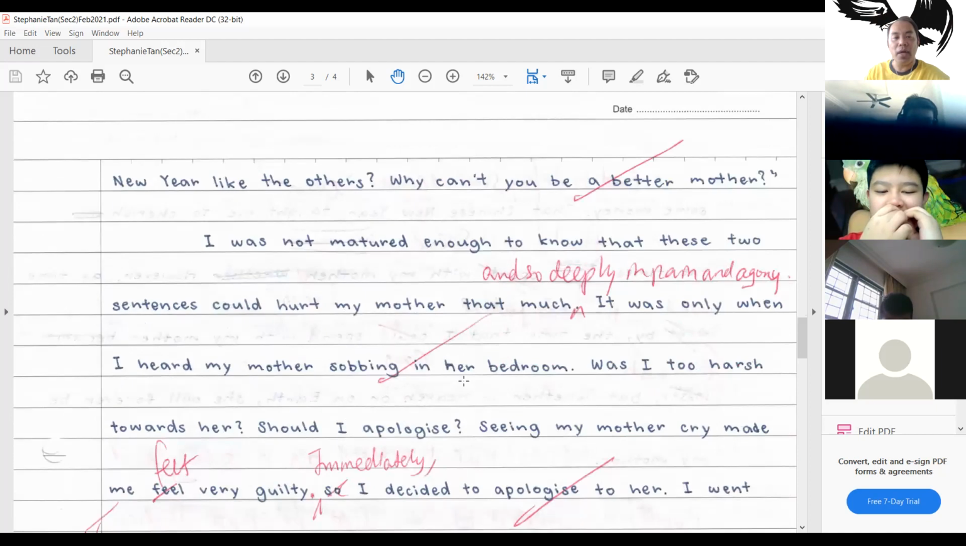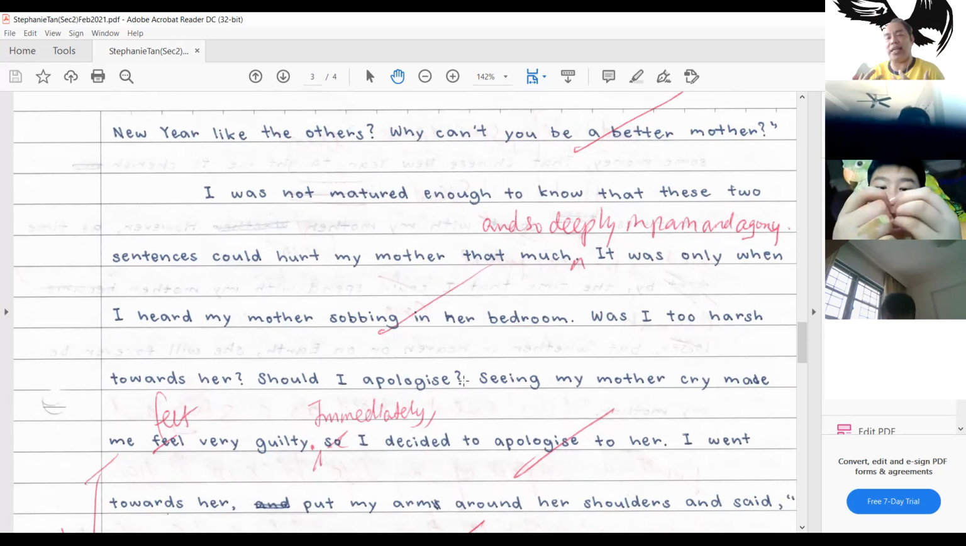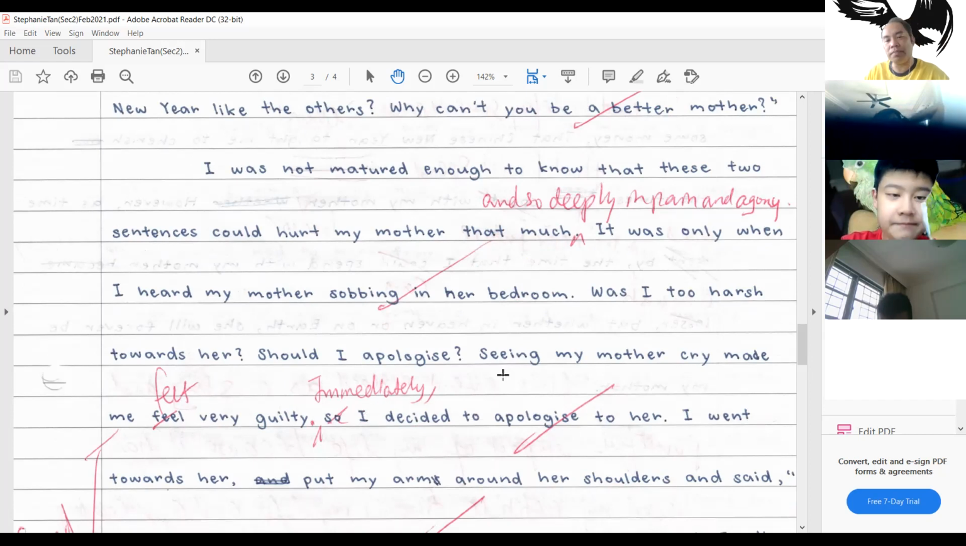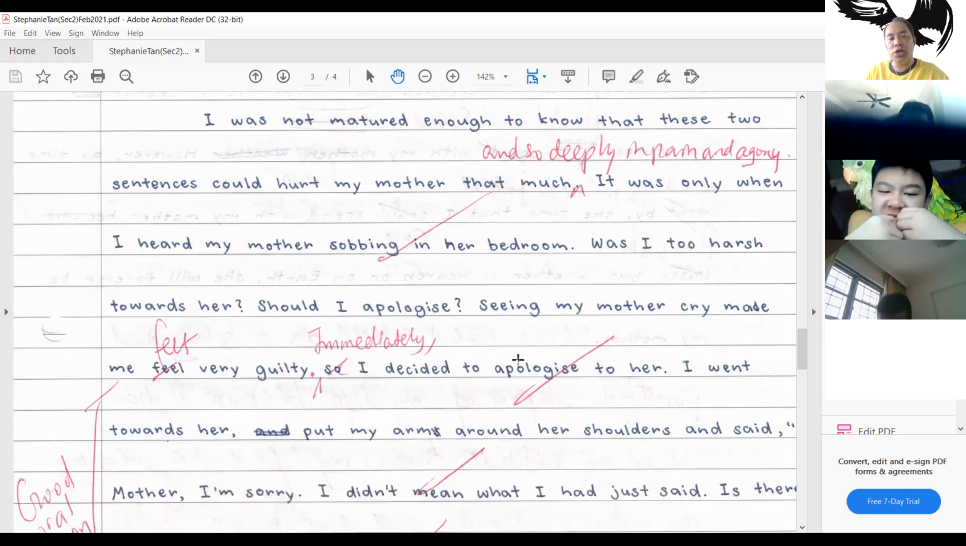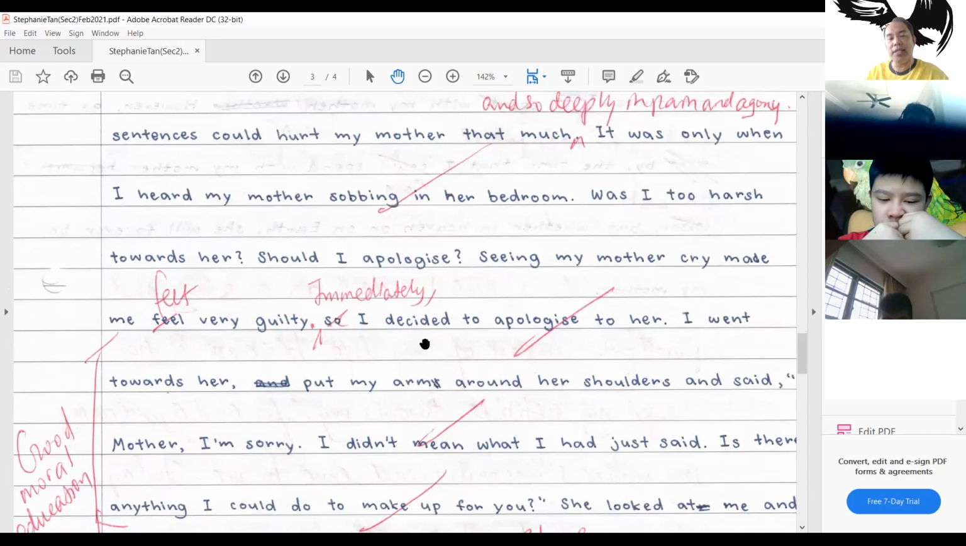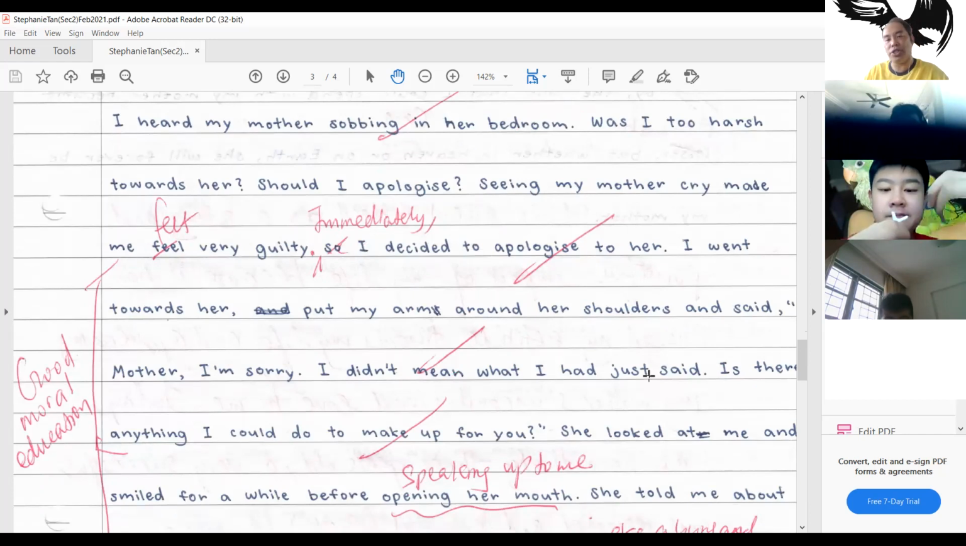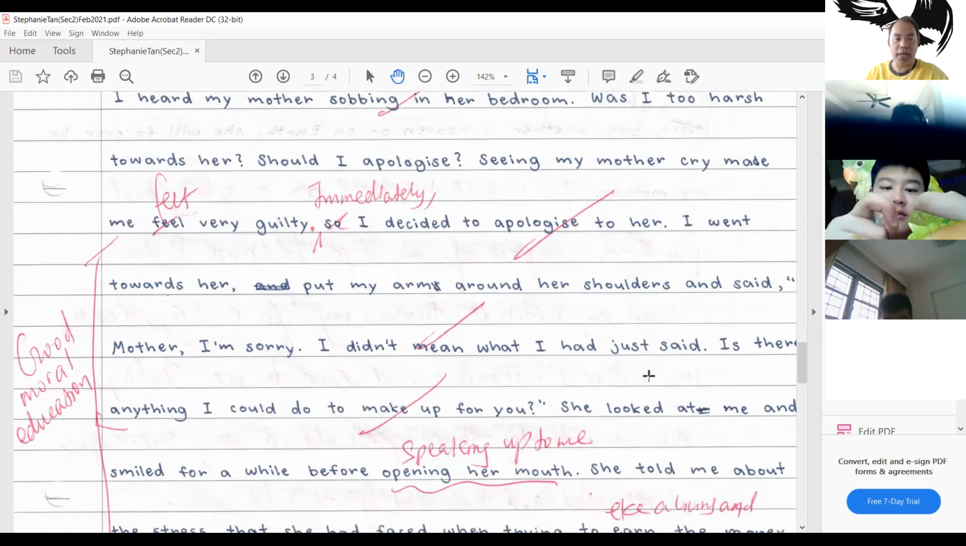Can you take away my, now I can read. Thank you. I was not mature enough to know that these two sentences could hurt my mother that much and so deeply in pain and agony. Agony, do you know what I mean by agony? 就是 very hard to take it, to swallow it, to feel that kind of frustration that you cannot release. It was only when I heard my mother sobbing in her room. Was I too harsh towards her? Should I apologize? Seeing my mother cry made me feel very guilty. Immediately, I decided to apologize to her. I went towards her, put my arms around her shoulder and said, Mother, I'm sorry. I didn't mean what I had just said.